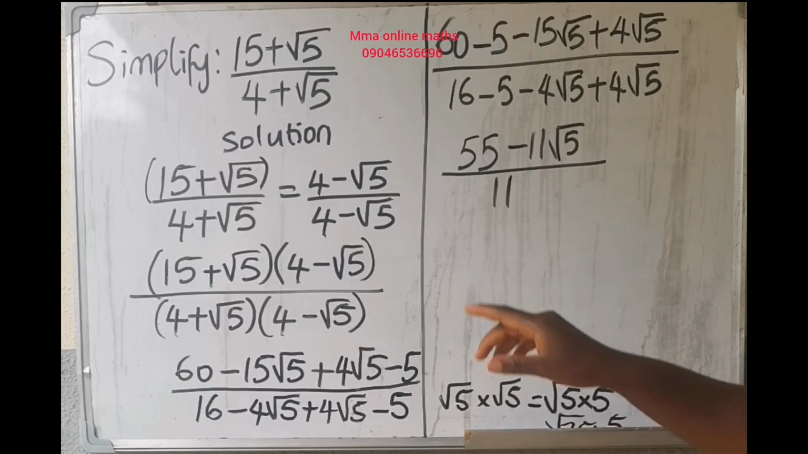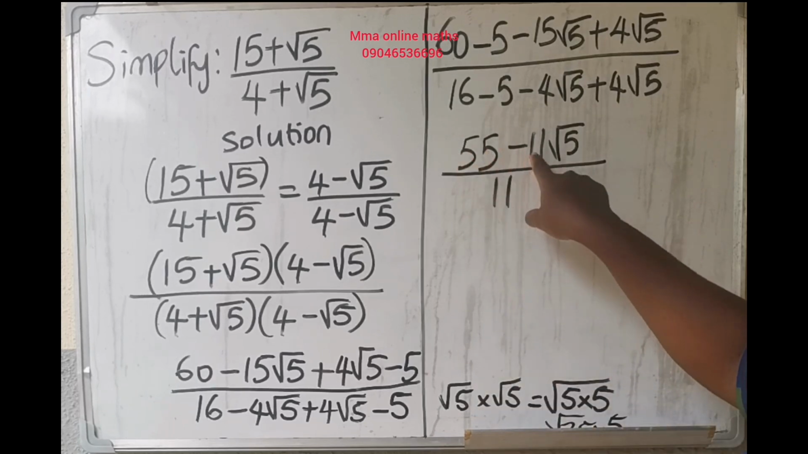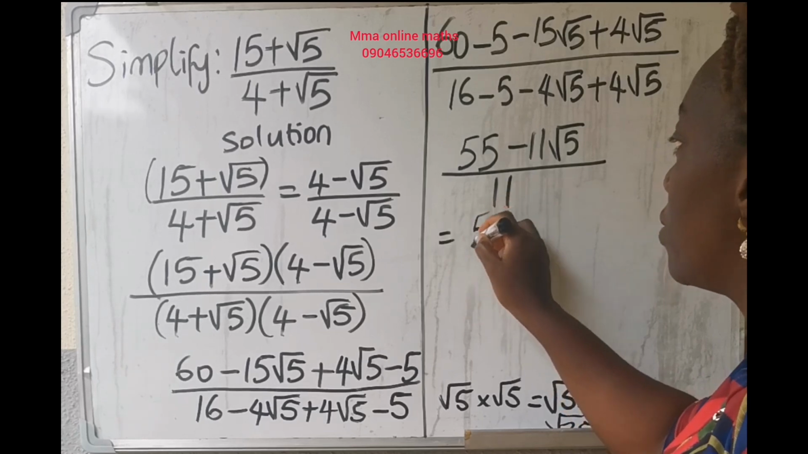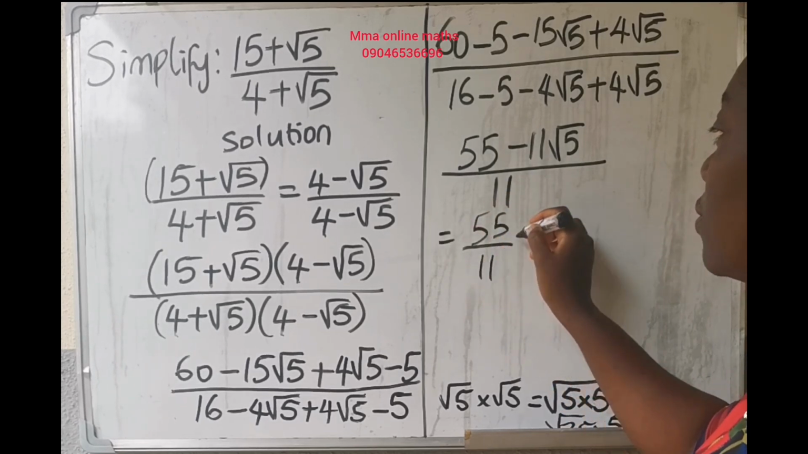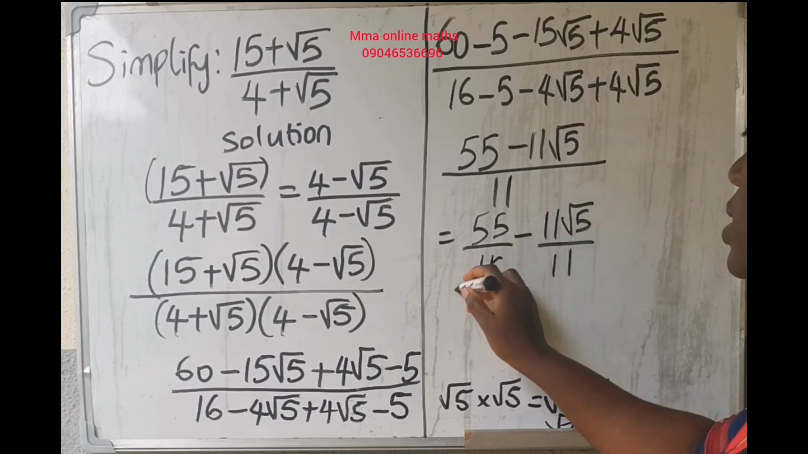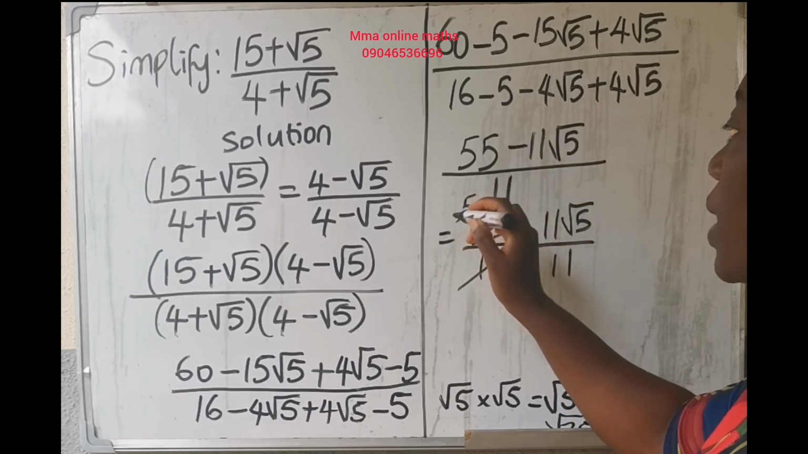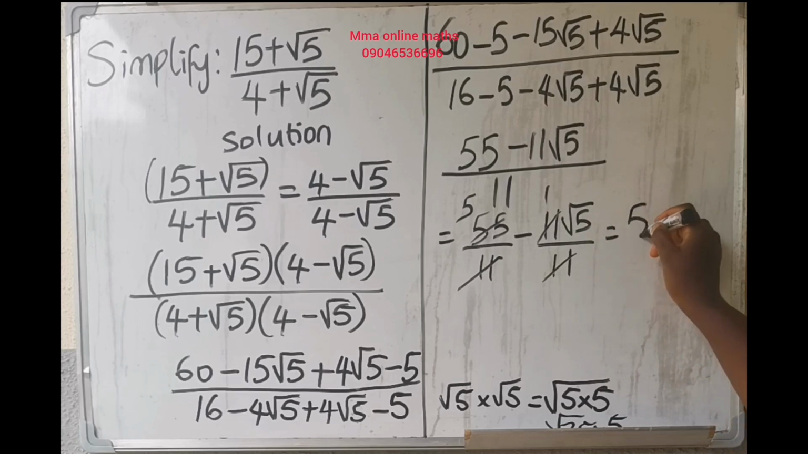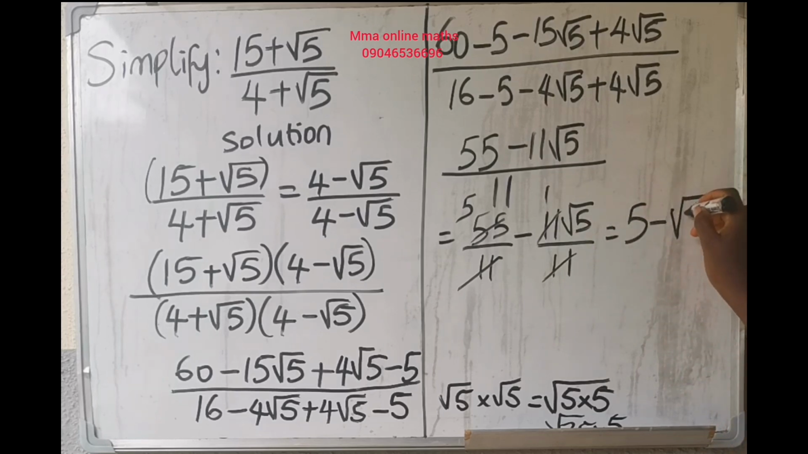If you observe, the denominator can divide this and this. Therefore, we are going to separate it out by saying 55 over 11 minus 11 root 5 over 11. This in this will give us 5. This in this will give us 1. Therefore, our answer becomes 5 minus root 5.